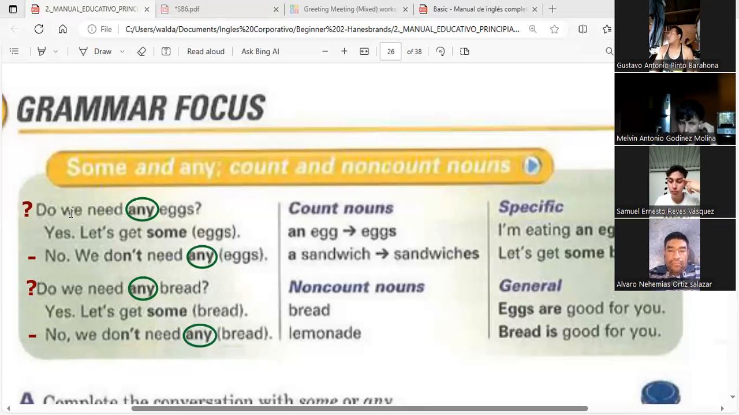Okay, so how would you say this in Spanish? Do you need any eggs? No, it's a question. Do we need any eggs? Do we? Necesitamos algunos huevos. Okay. Do we need any bread? Yes. How do you say that in Spanish? Do we need any bread?